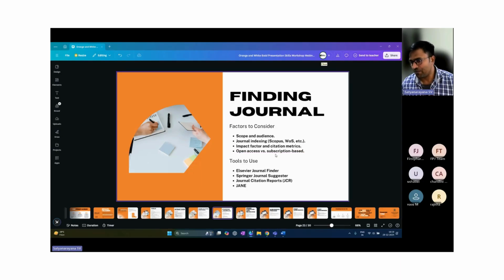That means you can freely publish, but no one is going to see it directly without a subscription. This is the problem. And some journals have both. That is called hybrid journals. They have open access, and at the same time the subscription model will be there.